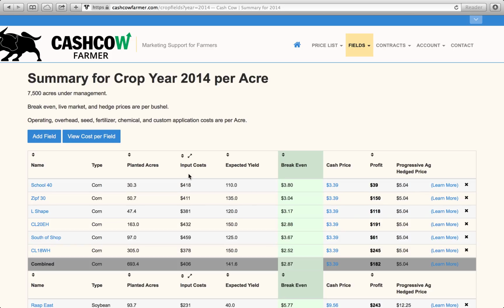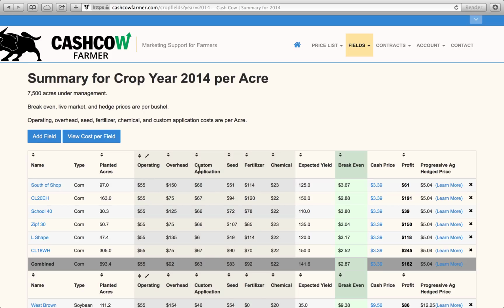Then we've got input costs here. Input costs, we can organize. These little arrows are a good organization tool, and we can organize it lowest to high or high to low. We're going to start with what had the highest input costs, which is south of the shop. If we're like, oh, geez, why did south of the shop cost so much? We can expand it and really analyze what those costs are.